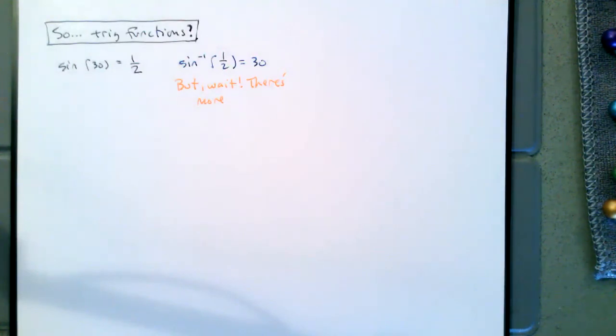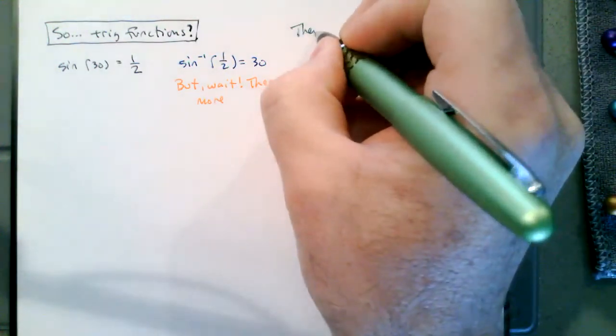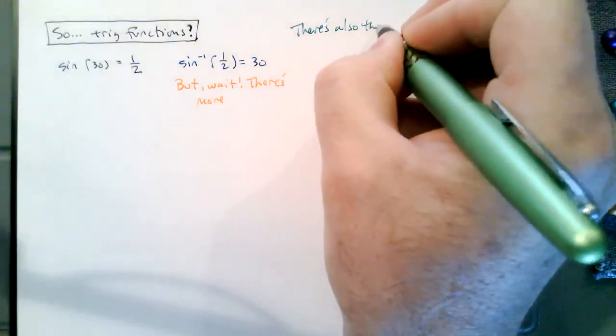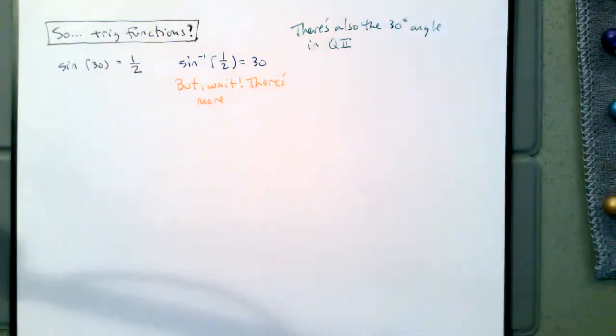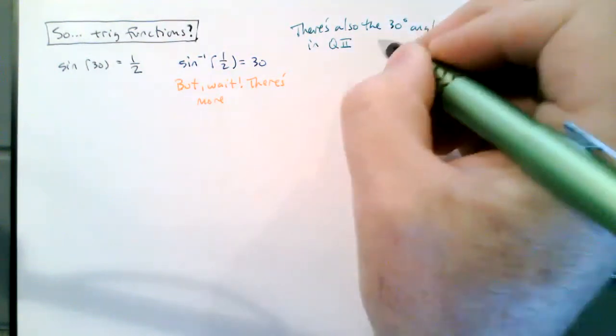Sine of 30 is a positive 1/2. So 30 degrees in the first quadrant will give us a 1/2. But sine is also positive in the second quadrant. So not only do we get this pi over 6, but we also get 5 pi over 6. From the chat, 5 pi over 6. Credit where credit's due. There's also the 30-degree angle in the second quadrant, the other place where sine is positive.